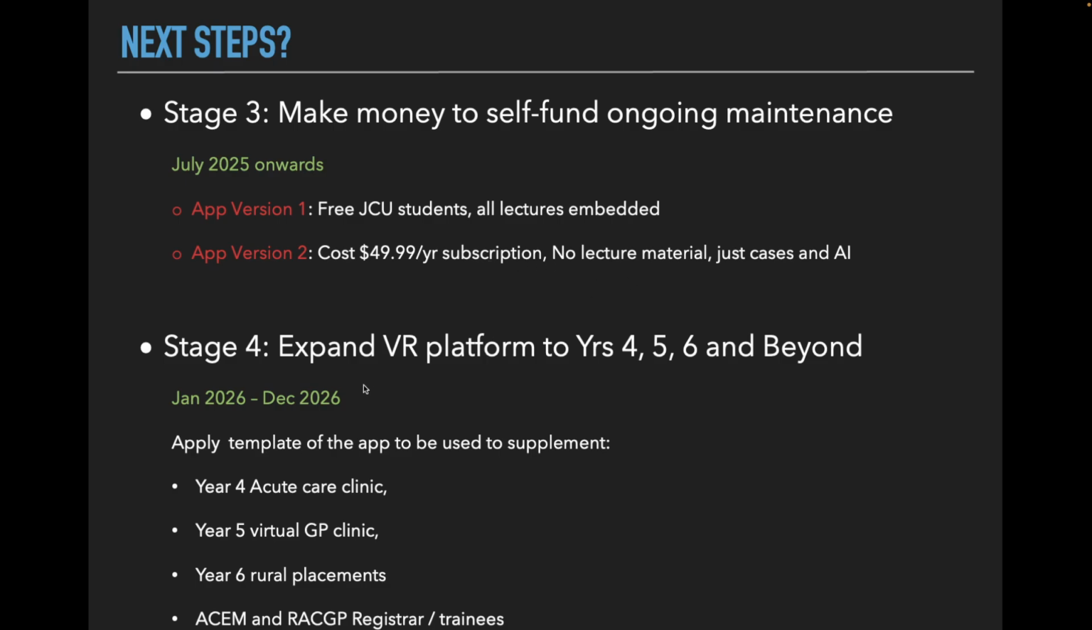Stage 4, we're going to expand it to have year 4, 5, and 6. So the acute care clinic in year 4, this could be supplemented by this app where you have, say, 30 cases from the acute care clinic in the same format. Year 5, there's the virtual GP clinic. So you could have GP cases rather than ED cases. And then year 6, you could have rural placement cases. And you just change the faceplate. Instead of the ED and the resus room, you can have like a rural clinic there.